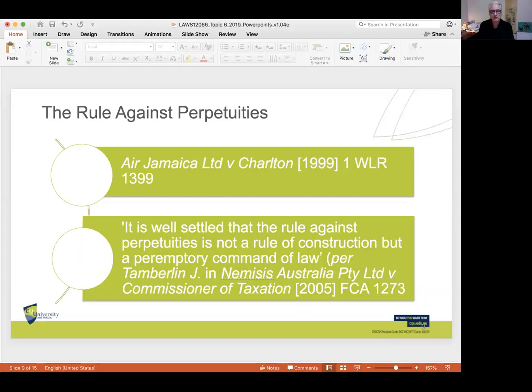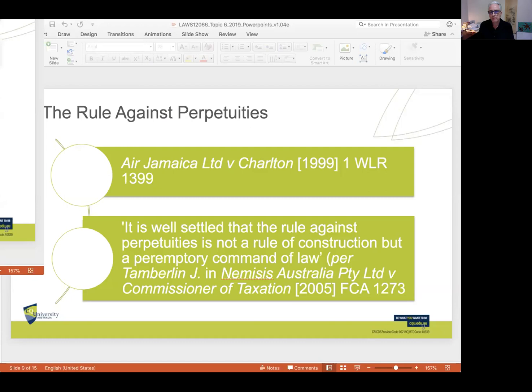Right, so what we find is that this statement from the Air Jamaica case just spells out for us the modern rule against perpetuities prior to legislative intervention. So you can see, I document this for you in the notes.